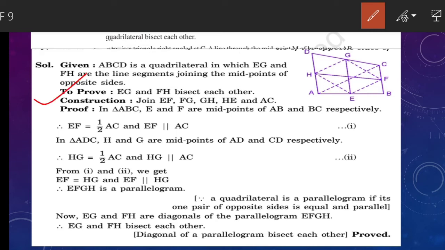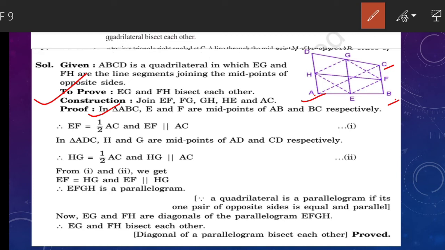So to do that, we need to do a construction. That is, we need to join EF, FG, GH and HE. So we form a quadrilateral EFGH. And we will draw the line AC, join the line AC. Now in this triangle ABC, E and F are the midpoints of AB and BC respectively.